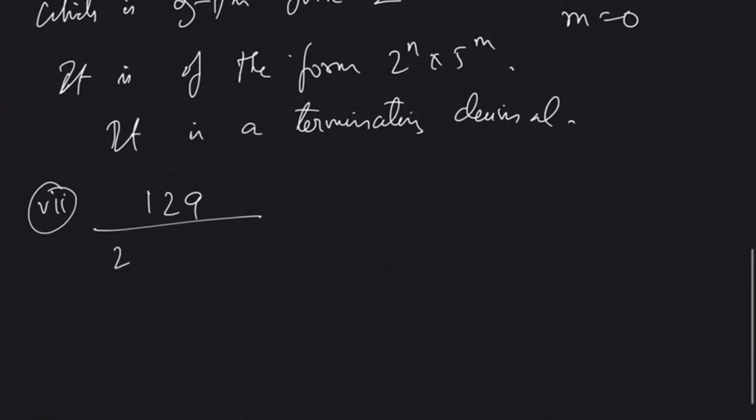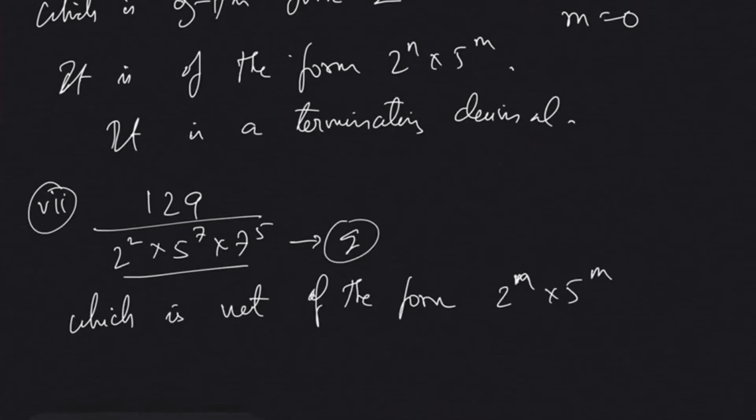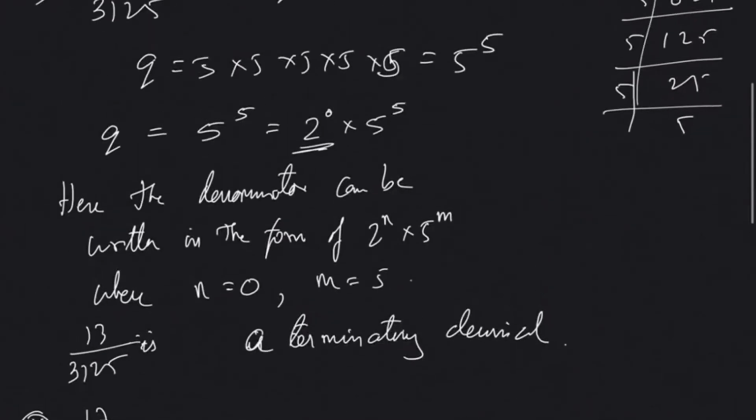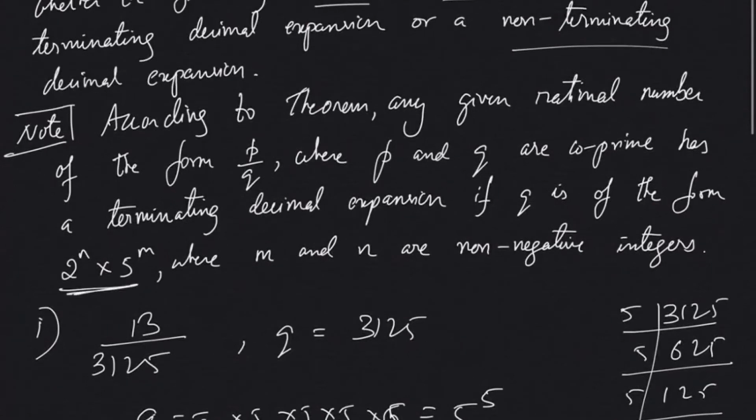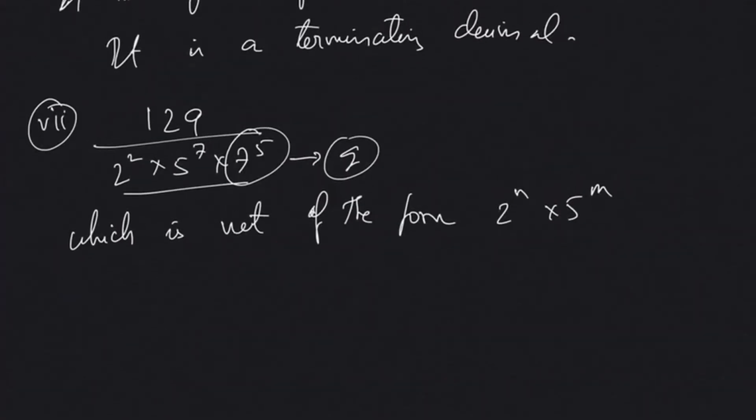That is maybe question 7, 129 divided by 2 square into 5 power 7 into 7 power 5. Now it is already factorized, but we can see that the denominator is not of the form 2 power n into 5 power m. Currently it has 7 power 5 in it, but as per the theorem it should be only of the form 2 power n into 5 power m. So the problem is the prime number 7, which has always to be written in the form of 2 power n and 5 power m. So therefore it is a non-terminating decimal.